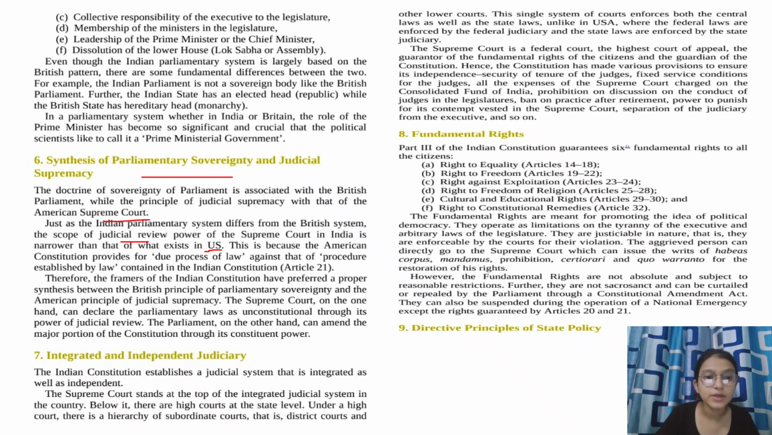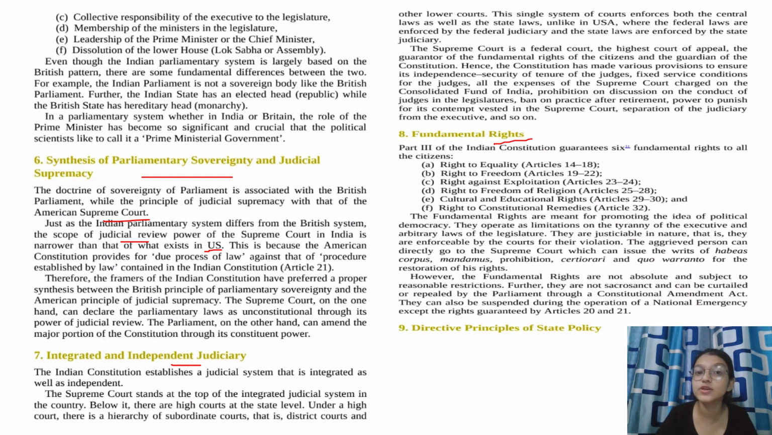Next we have integrated and independent judiciary. As we all know, the Indian constitution made the judiciary independent, also the guardian of the constitution, and the guarantor of the fundamental rights. These are the responsibilities the Indian constitution places upon the courts, and the judiciary is sovereign in nature, separated from the government, and plays an important role on its own.